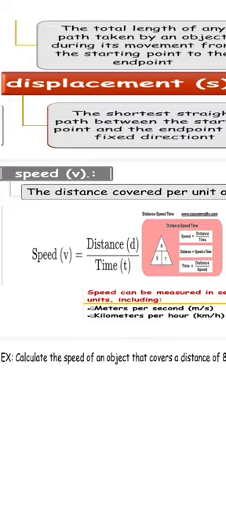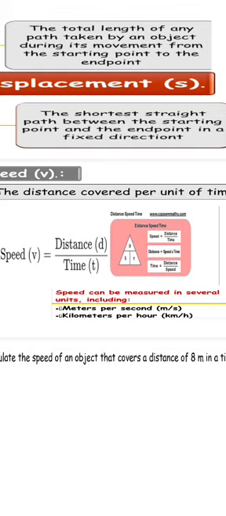To calculate the speed of any object, we can use a rule or relation which is speed equal distance over time. So speed is the distance covered per unit of time. The measuring unit of distance is meter or kilometer, and the measuring unit of time is second, hour, or minutes, and the measuring unit of speed is meter per second or kilometers per hour.